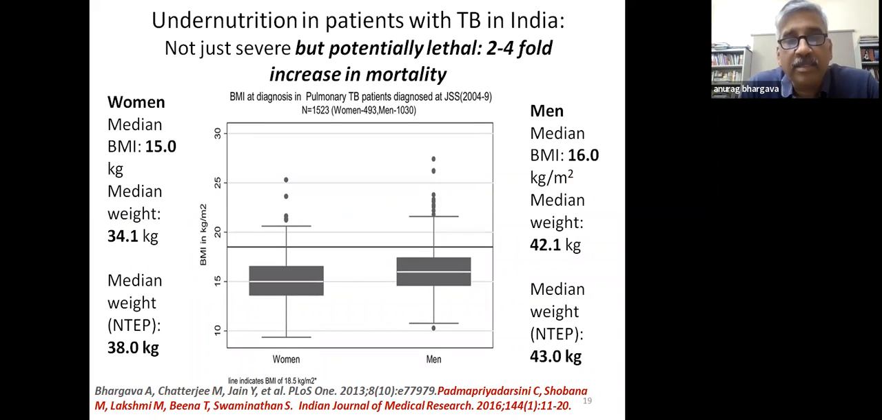This is probably again some of the lowest weights recorded anywhere in the world at that time, and it indicated a high prevalence of severe undernutrition with BMIs going down to 10. Median weights in adults were 42 and 34 kg in men and women. Again, 50% were below this. These were thought to be extreme weights, but later the national program figures were not very far off from these figures as well. And these levels of undernutrition were potentially lethal, increasing the risk of mortality by 2 to 4-fold.